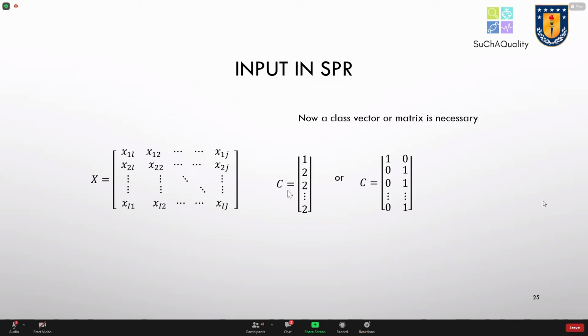For example, here these vectors say that the first row corresponds to a sample of class 1. The second of the second, the third of the second, and the end to class 2, okay? We can also express the same in a matrix notation. This is the class 1 column, class 2 column, and if it's yes, it's 1, if it's not, it's 0. So some software use this kind of input for our classes. So now we are using 2 matrices or vectors for input in the supervised methods.